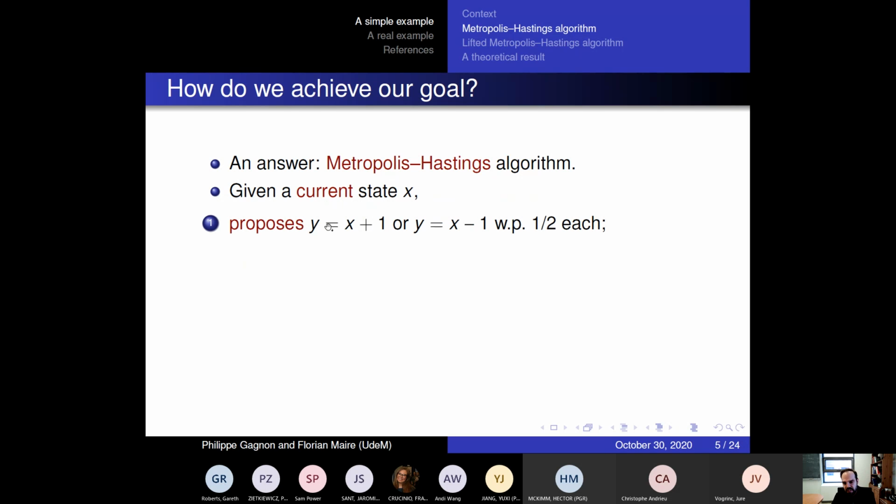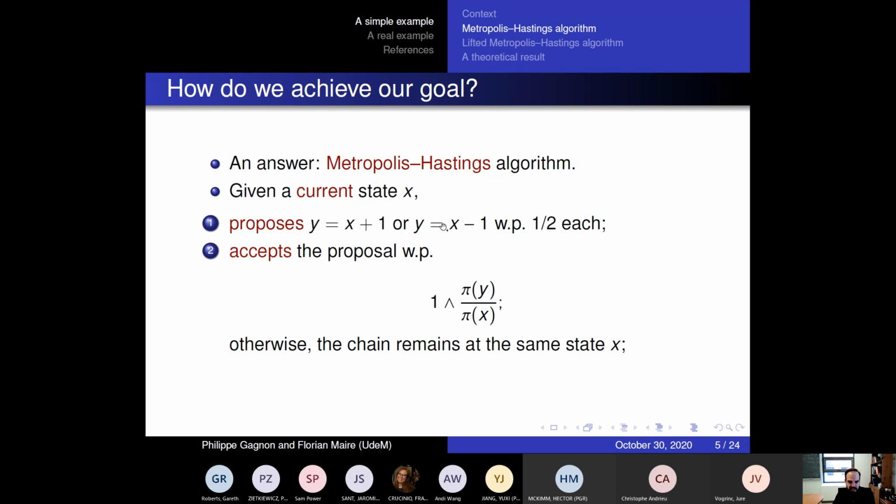In this case, we will use a symmetric random walk proposal. So you propose x plus 1 or x minus 1, probability 1/2 each. You accept this proposal, meaning that the next state of the chain will be y, with this probability. Otherwise, you remain at the same state. You loop over these steps.